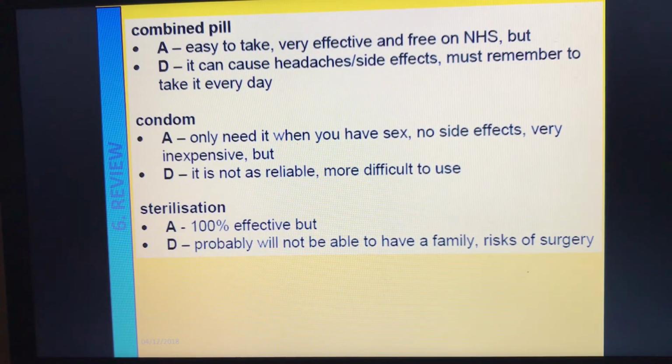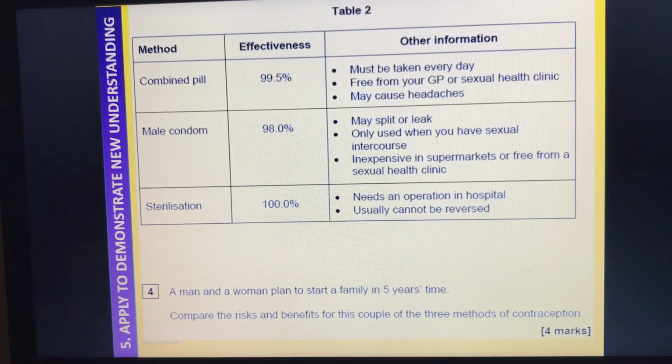Next, we've gone on to the condom. The advantage there is you only have to use it when you plan to have sex. There are no side effects and it's inexpensive, but it's not as reliable. And if we go back to that table, we can see it's only 98% reliable. So you could actually quote that in your answer. It's the least reliable of all of them.